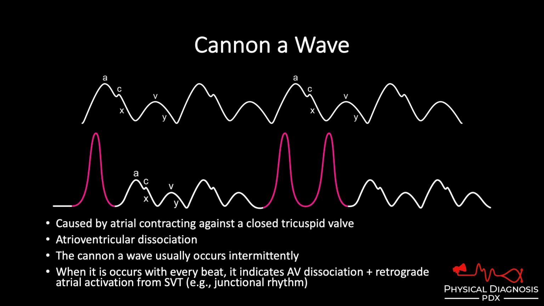What is the abnormality in this tracing? The A wave is even more pronounced compared to the giant A wave, and it occurs intermittently between normal waveforms. These are cannon A waves. Cannon A waves usually occur intermittently, unlike giant A waves, which occur with every beat. The cannon A wave is generated when the right atrium contracts against a closed tricuspid valve, which occurs sporadically as a result of atrioventricular dissociation.